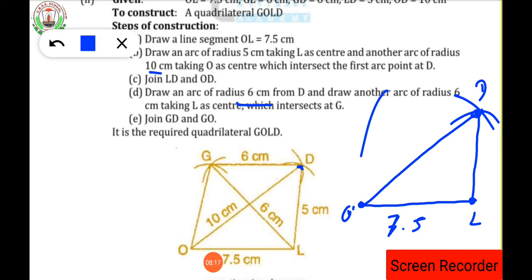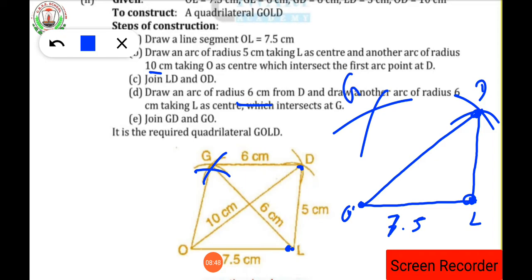Then with the same measurement, that means 6 centimeter only, keeping the needle at point L, draw another arc so that you will get an intersecting point. Label it as G.